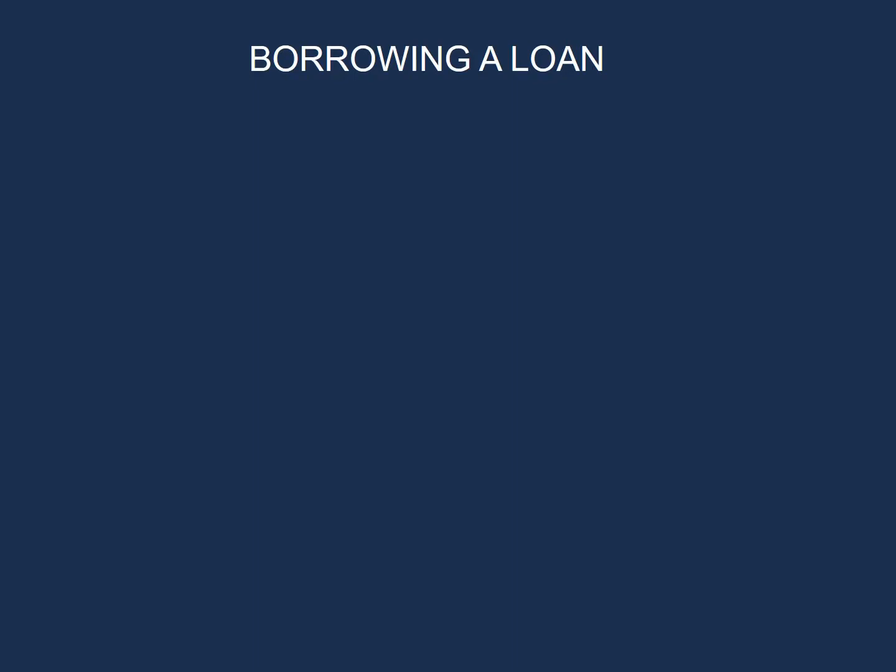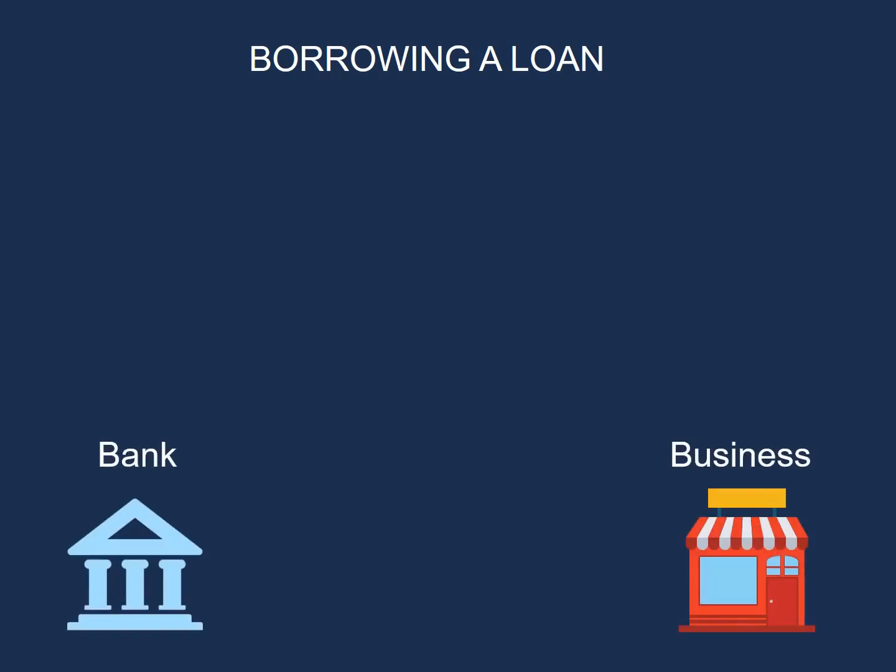Now let's have a look at an example for borrowing a loan. Here we have a business and the bank. A business may choose to borrow money from a bank, and then over a certain period of time, it can be 1 year, 5 years, or 10 years, the business must repay the loan it borrowed from the bank.